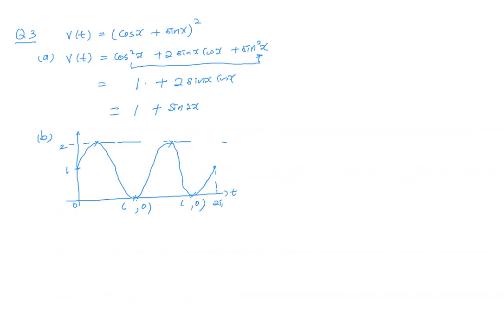Just to teach you how to get it, v(t) equals 0. Which means 1 plus sin 2x equals 0. So sin 2x equals negative 1. Okay. You also have to try to write down sin of what angle equals negative 1.